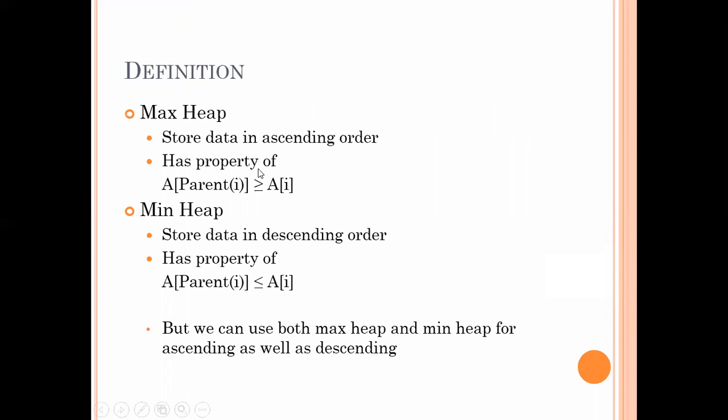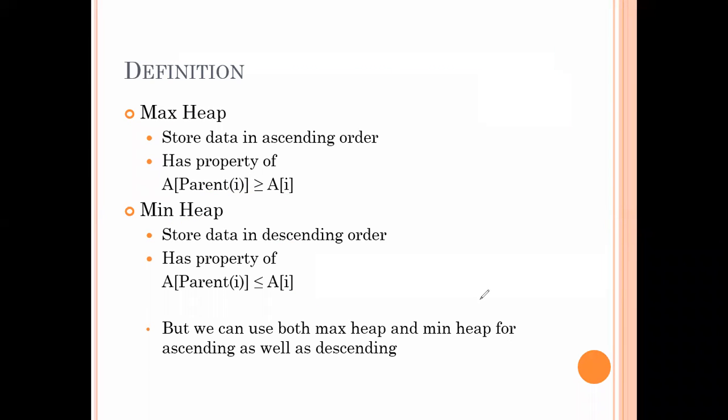Next is the definition. The main definitions in heap sort are max heap and min heap, a very important part. Max heap means the first node should be greater than its children, so as a property, the parent is greater than or equal to its children. Min heap means the parent is less than or equal to its children. We can use both max heap and min heap for ascending as well as descending purposes.